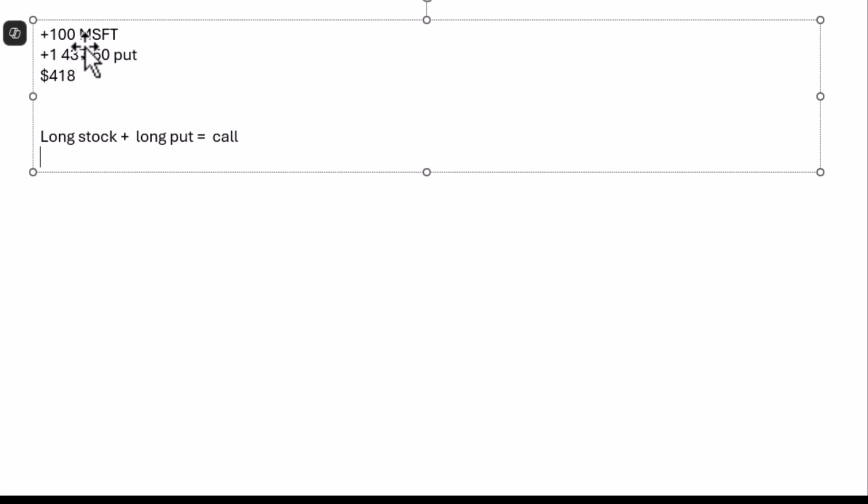But now we know that these synthetics are really, really important, and everybody has to know about them or you're going to get caught with your pants down. So long stock plus long put equals a long synthetic call. And I'm going to show you how that looks.